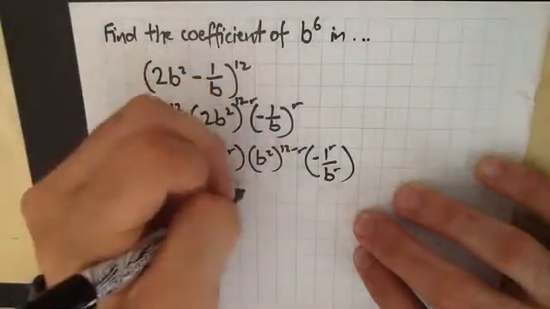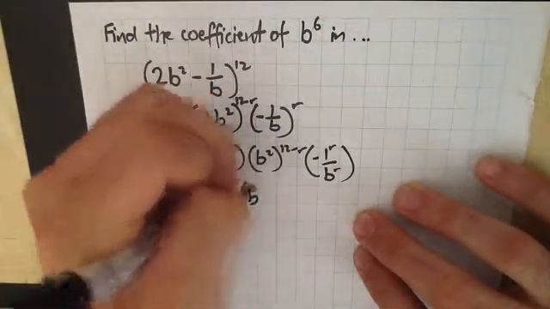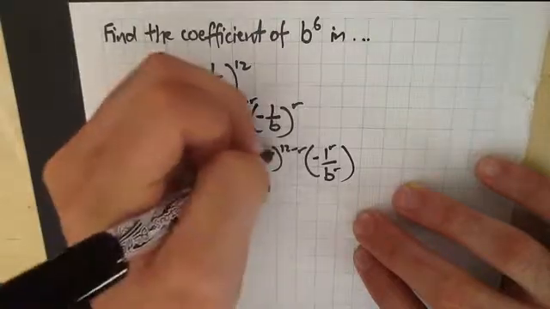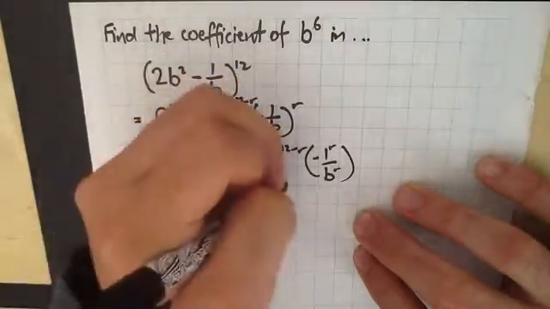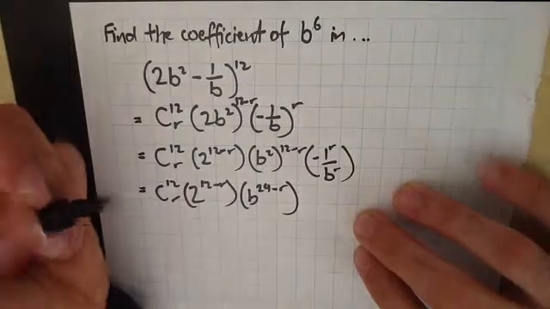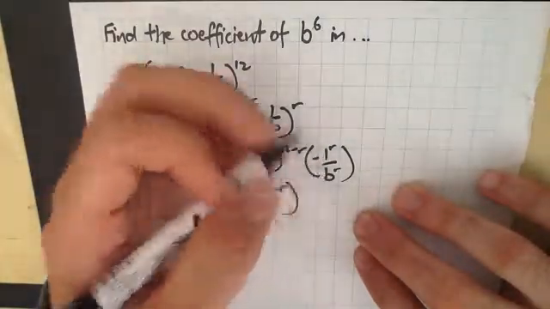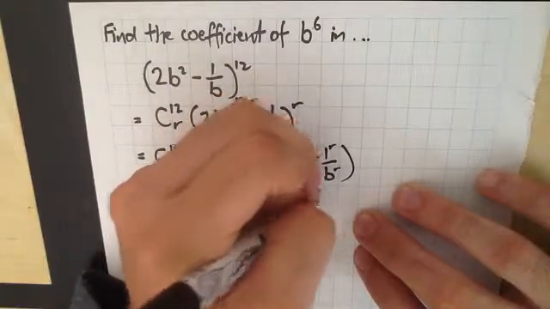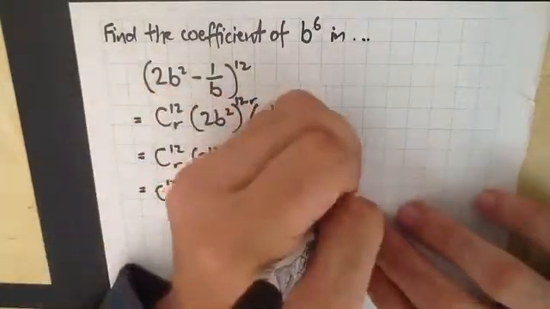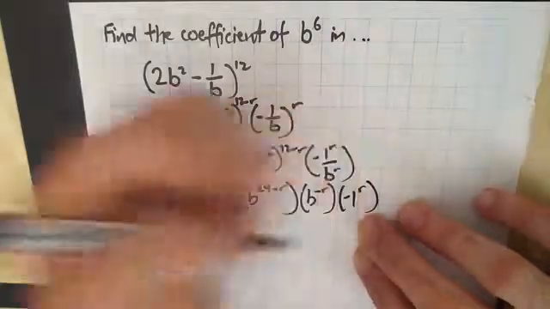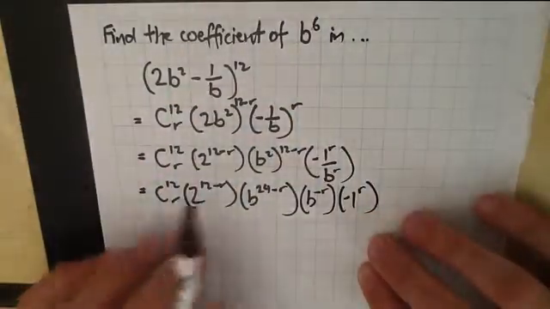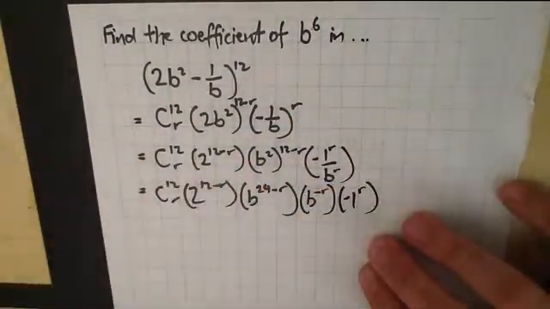If I expand this bracket here, that's going to give me b to the power of 24 minus 2r. And I can rewrite this instead of over b to the r, that really is b to the power of negative r. And then it's negative 1 to the r. So I've just expanded the brackets here.